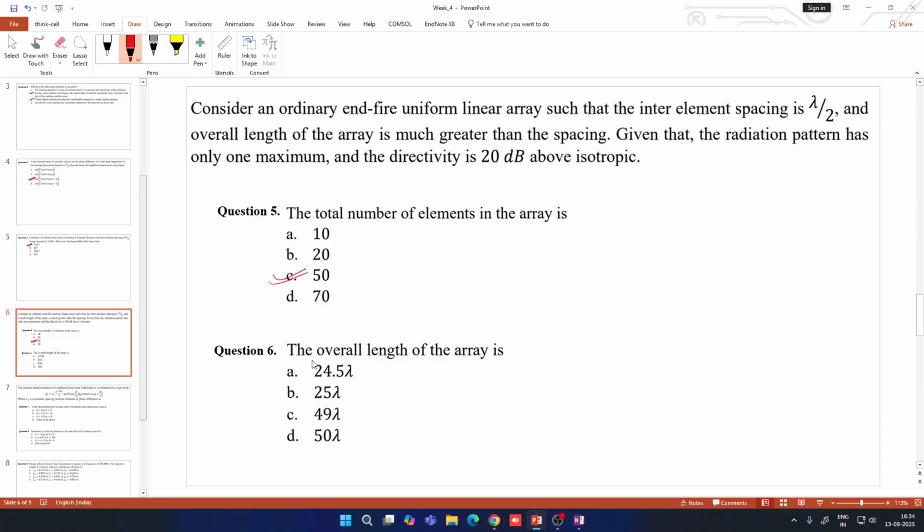In question number 6, we have to find the overall length of the array. For the same configuration, we now have to find the overall length of the array. It's given here that the length of the array is much greater than the spacing, which is just lambda by 2. So now we have to find the overall length.